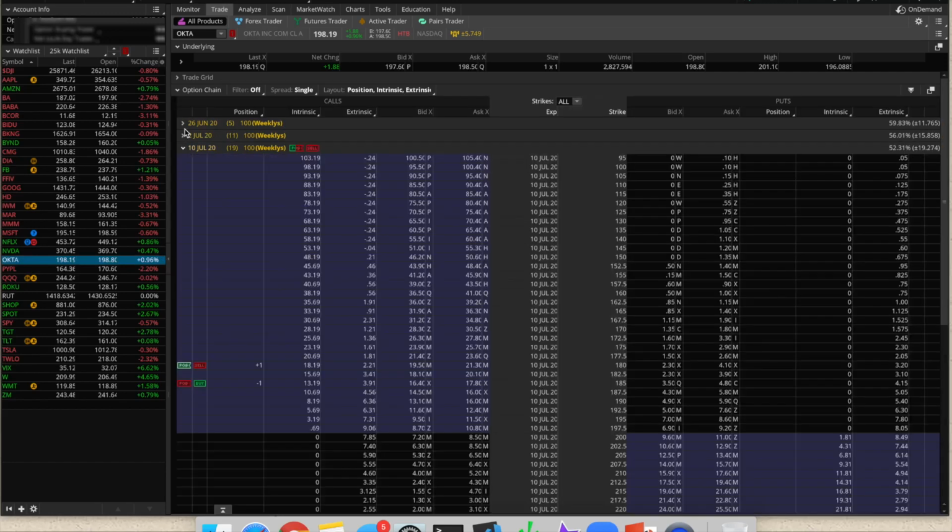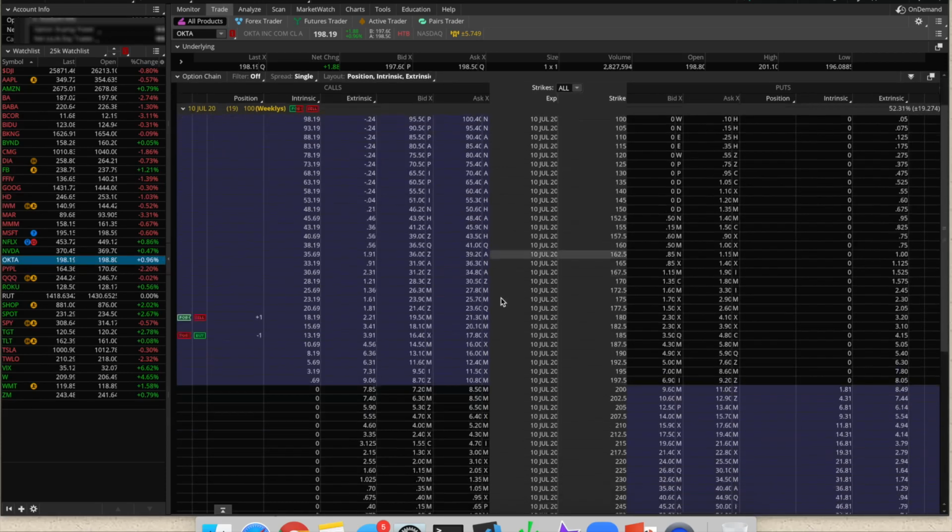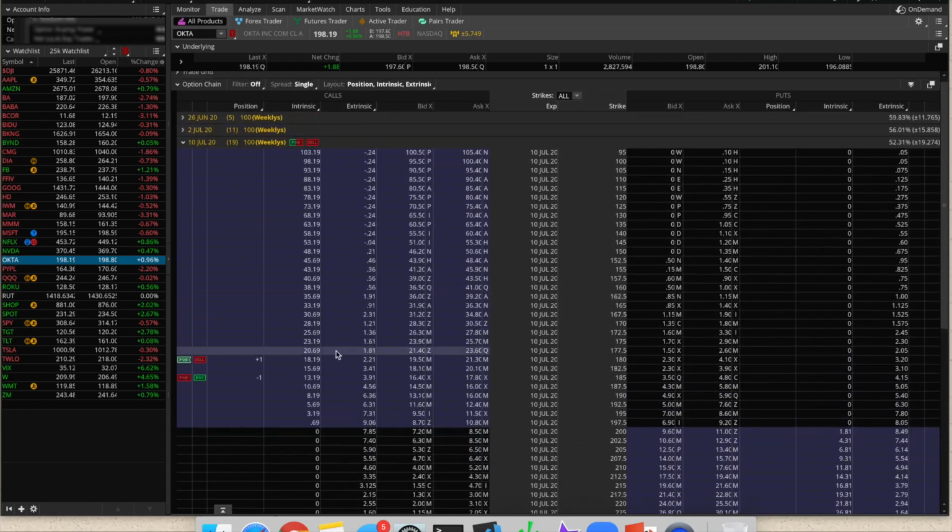So let's expand this 10th July expiration cycle, and you will notice that it's showing me I have a 180/185 bull call spread in Okta. The current price of Okta is 198. The maximum value of this spread, as you know, cannot be more than the width of the strikes. So 185 minus 180 is $5. So the spread can never trade more than $5. That's the maximum value of the spread.